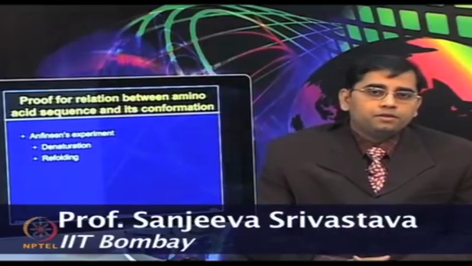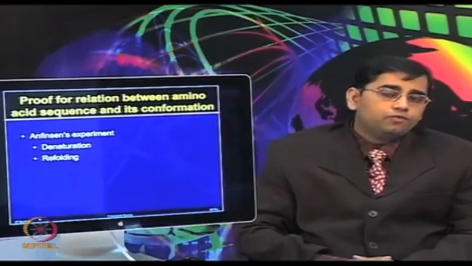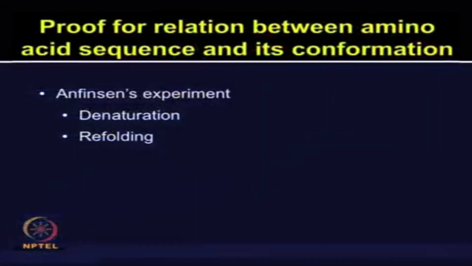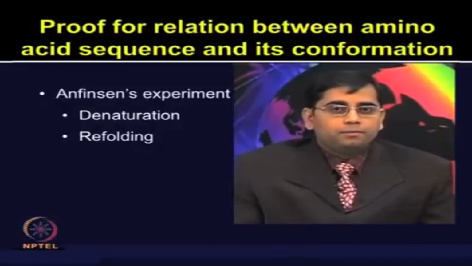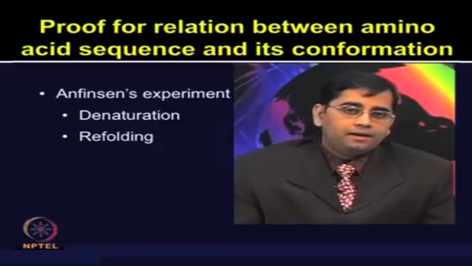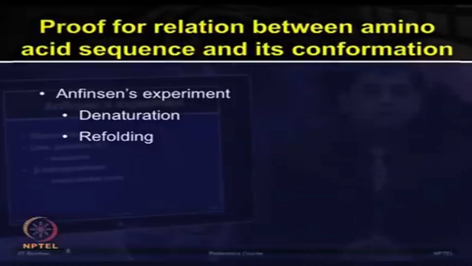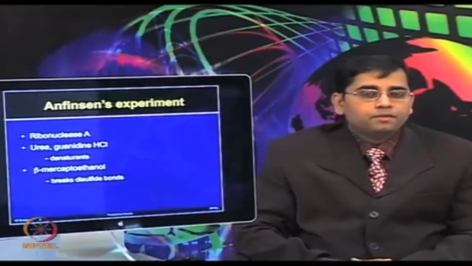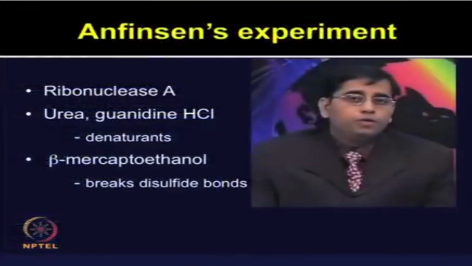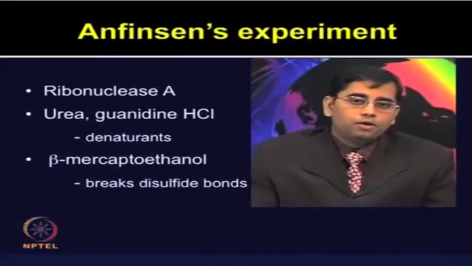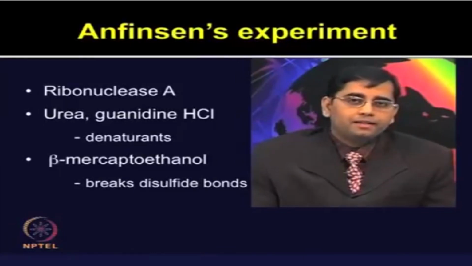To establish the proof for the relationship between amino acid sequence and its conformation, Christian Anfinsen in the 1950s performed an experiment where he performed two steps, denaturing and refolding. So, how do denaturation and refolding work? In this classical experiment, Anfinsen used the protein ribonuclease A. He used a few denaturants such as urea or guanidine hydrochloride and beta mercaptoethanol, which breaks the disulfide bonds.